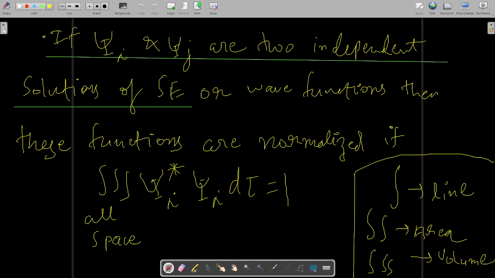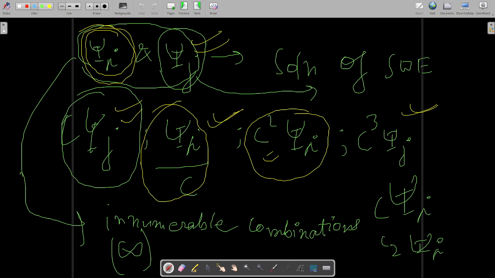But over here it is written that psi I and psi j are two independent solutions of Schrodinger equation. It simply means that psi I and psi j are not related like this. For example, if someone is very naughty, then what will that naughty person do? He will write psi j equal to c psi I, and say that psi I and psi j are two solutions of the Schrodinger wave equation.